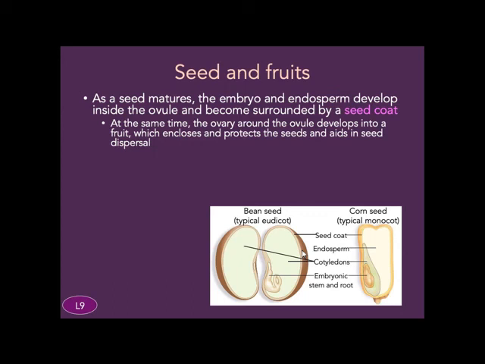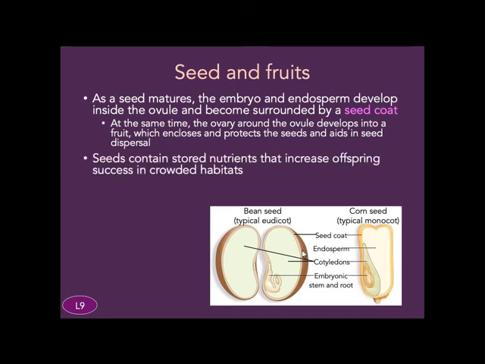So the seeds are inside of the fruit. And the fruit will protect the seeds, but also maybe it will help to disperse the seeds somewhere else. So maybe some animal will come eat the fruit. I volunteer! Okay? And will take that seed far away. So the seed will contain the stored nutrients so that when it lands on the ground, the offspring will be able to succeed even if the environment is crowded and if it takes a little while for the plant to be able to gather nutrients of its own.